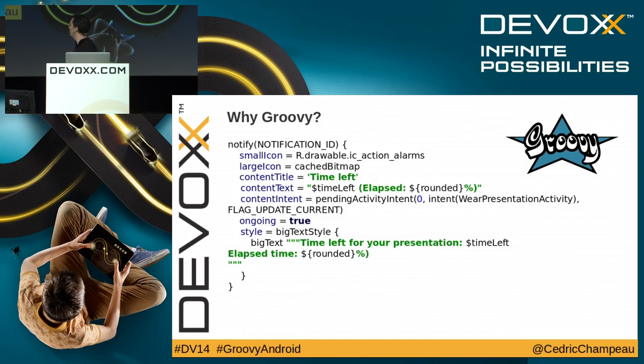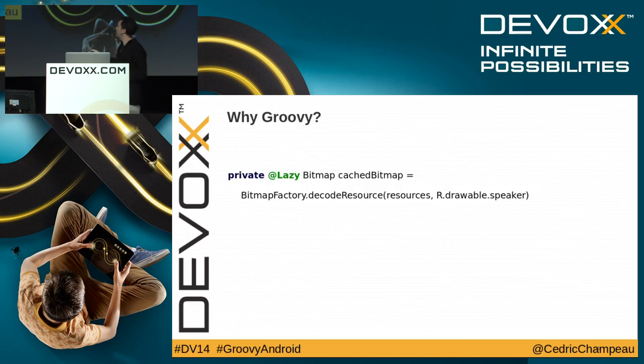Thanks to the cached bitmap field, this one is initialized lazily. So you can imagine all the code that you would have to write in Java just to perform lazy initialization of a field. So that's why I didn't put that in the slide.